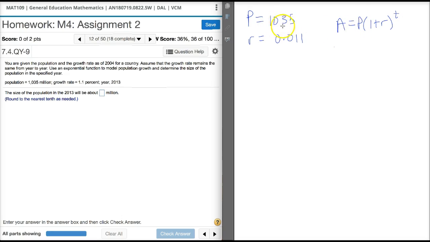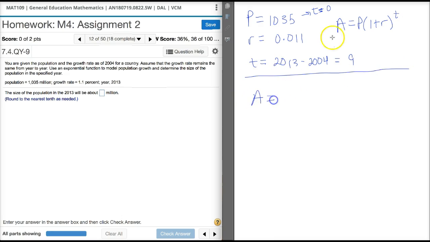Now, whenever we use this formula, the understanding is that this P, which is the initial amount, our population here, is starting at some particular point in time, which is 2004. So this is going to be the population when T is equal to 0. To figure out what our actual time is going to be in years, we need to take the difference between 2013 and 2004. And of course, the difference is 9.